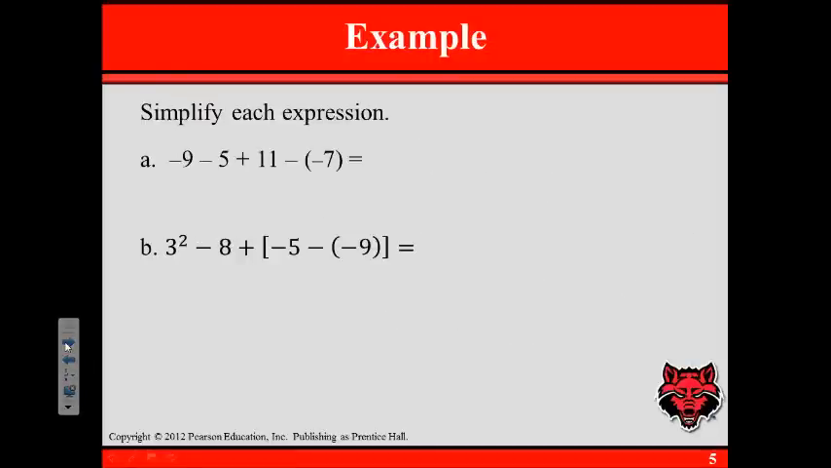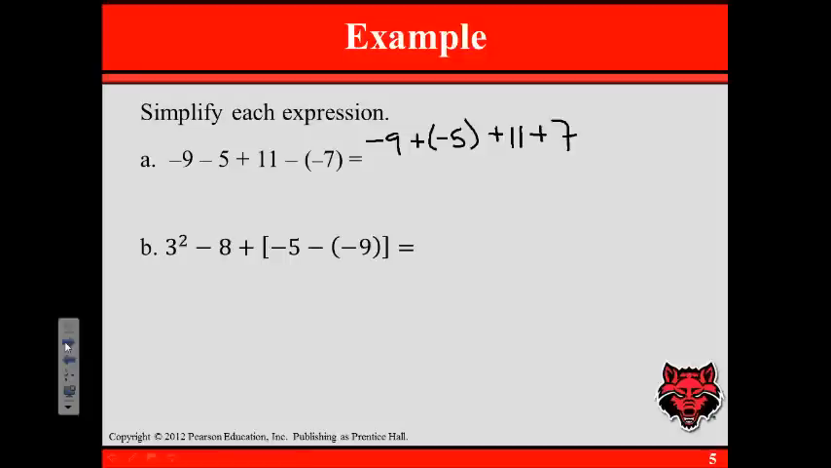Let's continue using the same steps in the previous problems to simplify each of these expressions. In example A, we have -9 minus 5 plus 11 minus -7. So we begin by changing every subtraction sign to addition of the opposite. We have -9 plus the opposite of 5 is -5 plus 11. We already had an addition symbol. Plus the opposite of -7 is +7. Or you may have recognized that we were subtracting a negative, so we must add a positive.